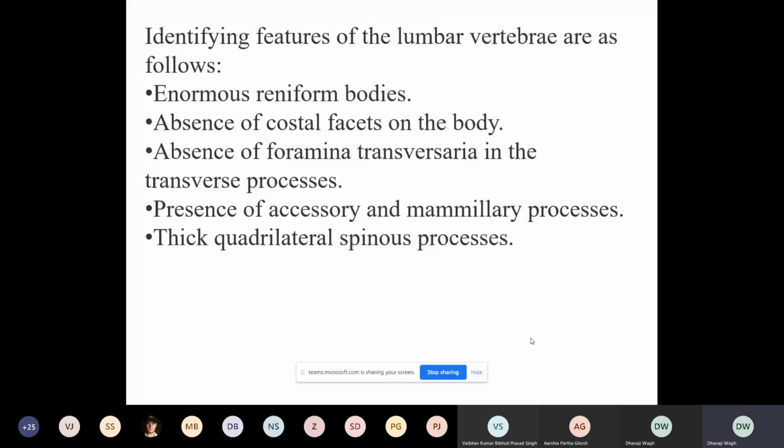So according to its identification features, it has enormous reniform bodies, absence of costal facets which are present only in the thoracic vertebrae, absence of foramen transversarium which is present in the cervical vertebrae. Here the presence of the accessory and mammillary processes and the thick quadrilateral spinous process. Isn't it clear? So these are the main identification features regarding the lumbar vertebrae.